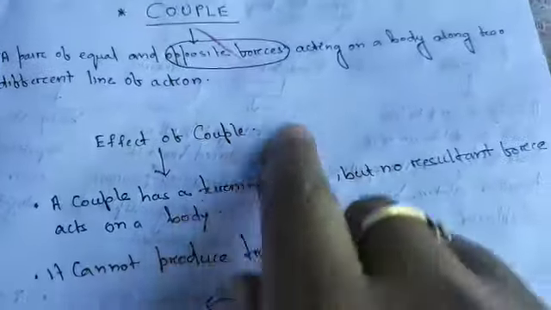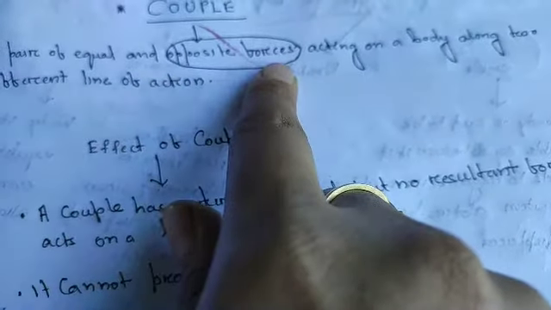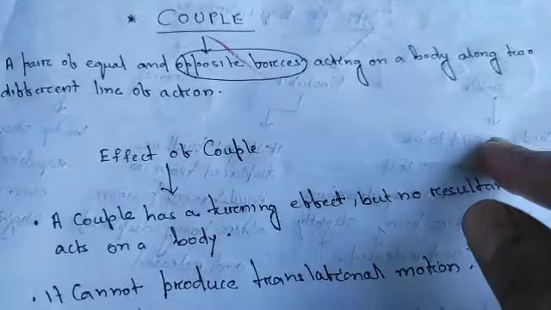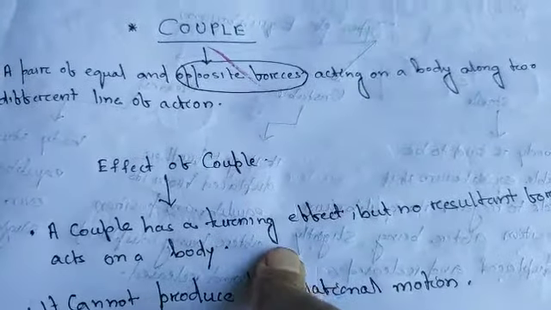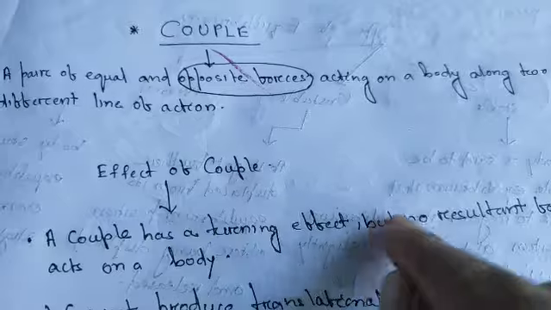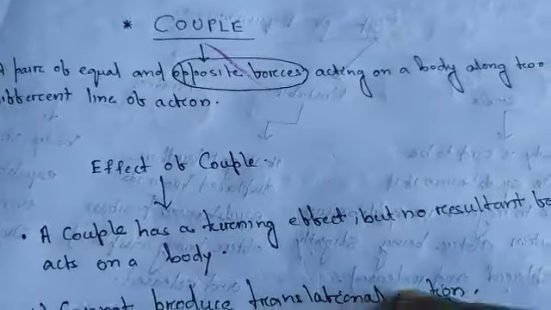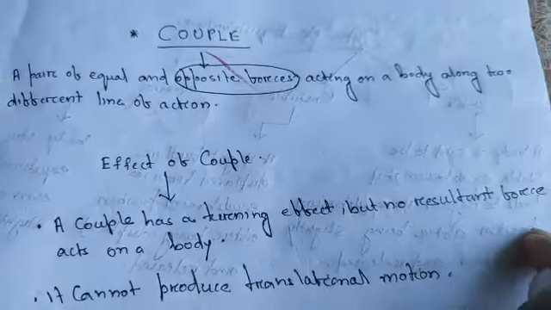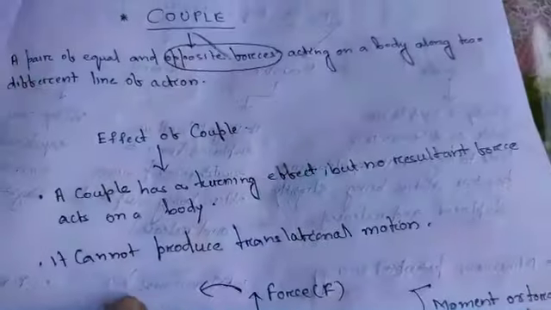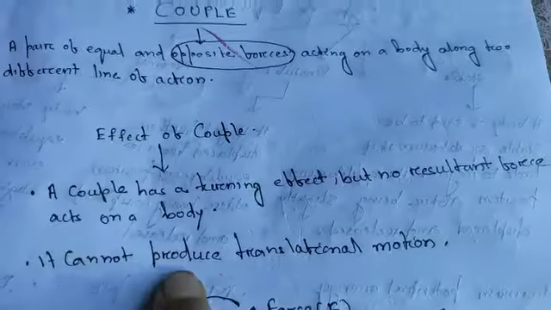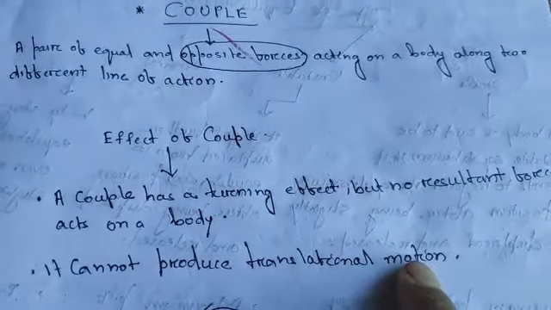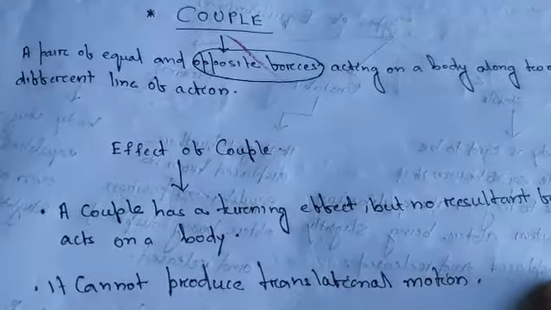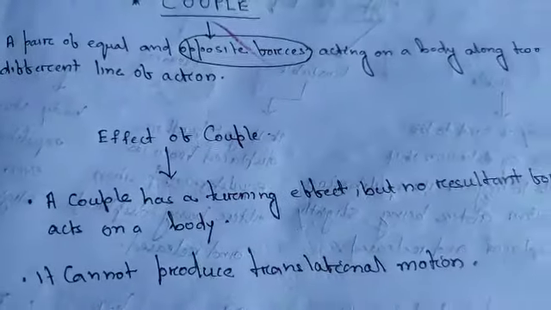Why? See, here what I have written. Opposite forces means suppose one force is 10 Newton, another is 10 Newton, but the two are of different direction. Means one is plus 10 Newton, another is minus 10 Newton. And if you add both the terms, what happened? The resultant is 0. Understood? Okay. Now come to the second point. It cannot produce translational motion. Means whenever a couple acts on a body, it never moves in a straight line. Means the body will turn. Clear?